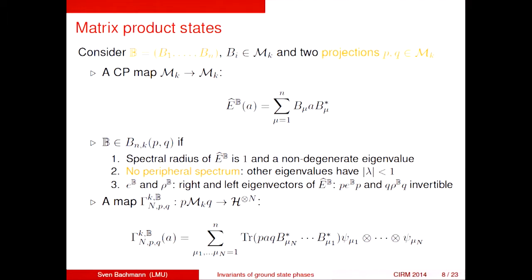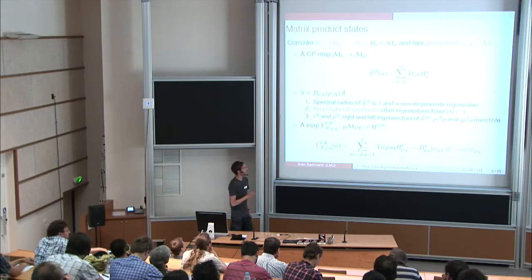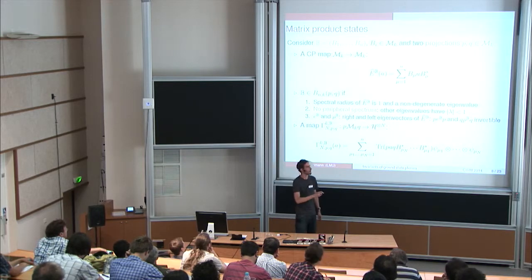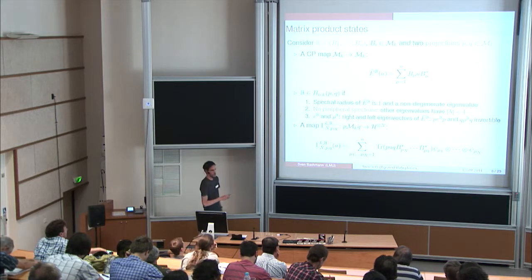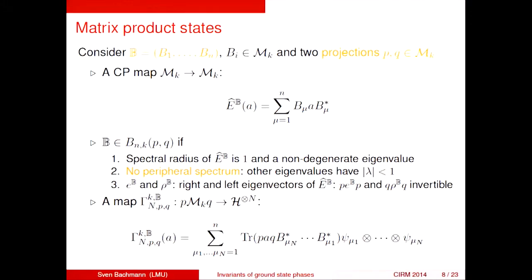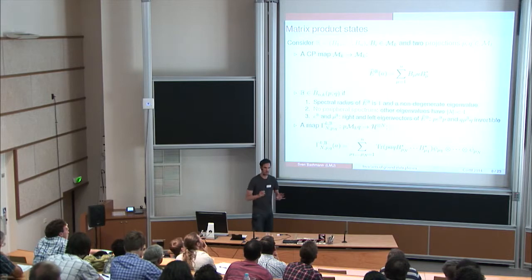So you remember n is the dimension of the spin, if you want. So I look at matrices. I have an auxiliary matrix algebra of dimension k. These are the k by k matrices. And I look at vectors of length n of such k by k matrices, which I will denote by this B. And I will need two projections P and Q within these k by k matrices. So here are the two objects that will be central for the rest. Please try to remember what they are.